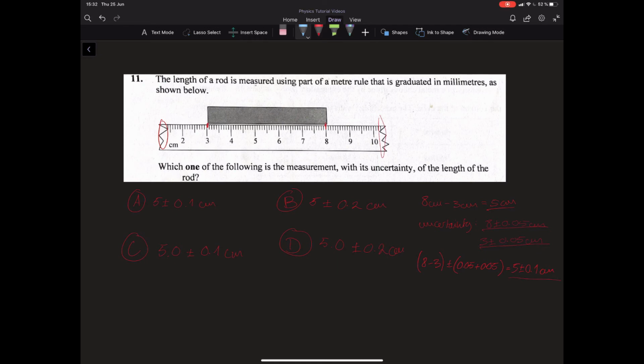However, this still leaves two answer options. Is the value of the measurement 5 or 5.0 centimeters? Well, usually we want the value to be to the same number of decimal places as the uncertainty. So therefore, the answer has to be 5.0 plus minus 0.1 centimeters, meaning that the answer is C.